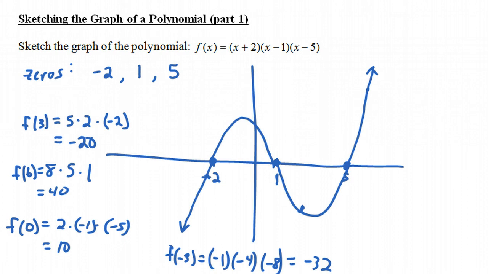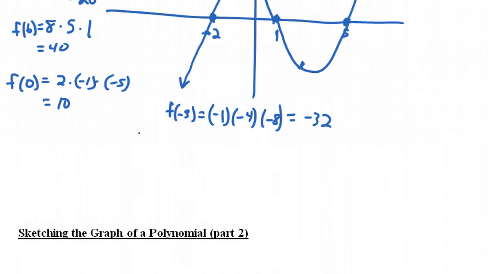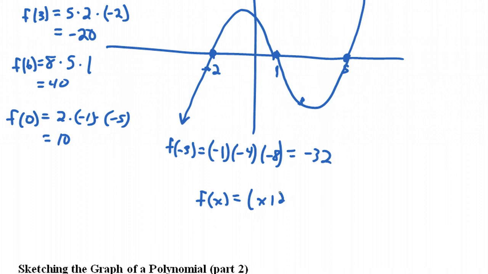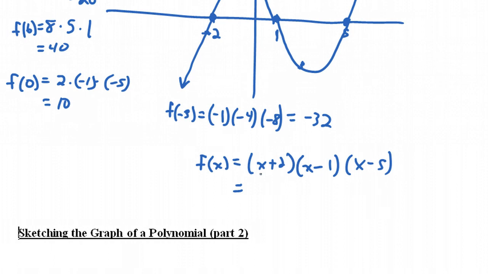Now I also mentioned here at the beginning, is this really a polynomial? Is that really a polynomial? Well, if we were to multiply out f of x equals, again, let's get it here, x plus 2 times x minus 1 times x minus 5, is that really a polynomial? Well, let's actually multiply these together. Let's multiply x plus 2 times x minus 1 first.